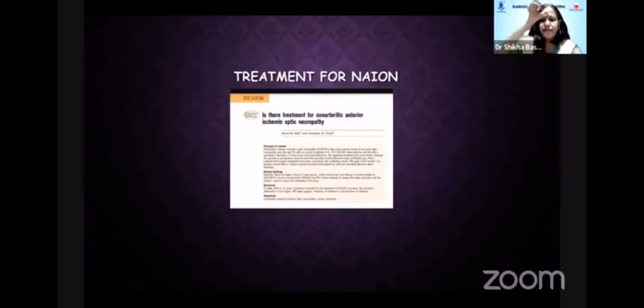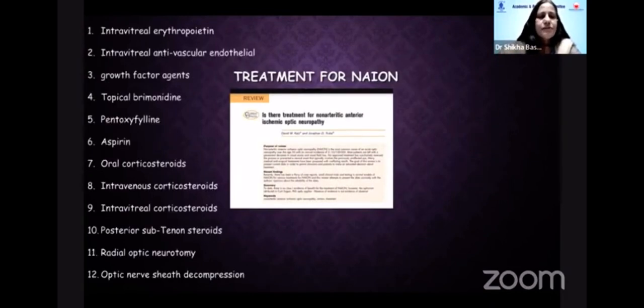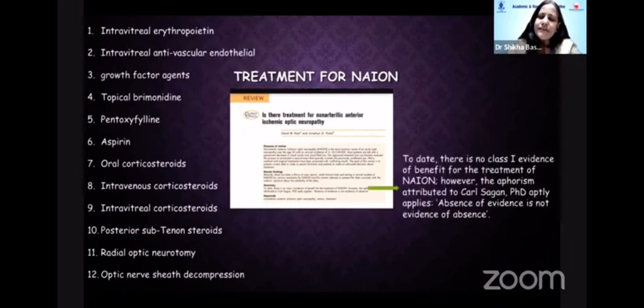Coming to the treatment for NAION, a beautiful review article by Dr. Jonathan Trobe has listed out all the possible treatment modalities that have been tried for this condition. And in conclusion, he's written that to date, there's no class 1 evidence of benefit for treatment of NAION. But as the saying goes, absence of evidence is not evidence of absence.